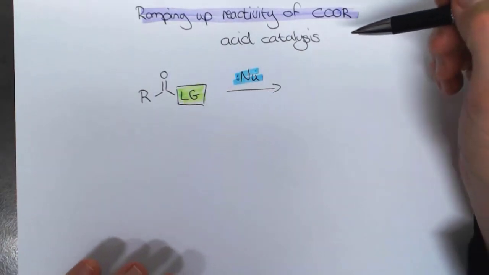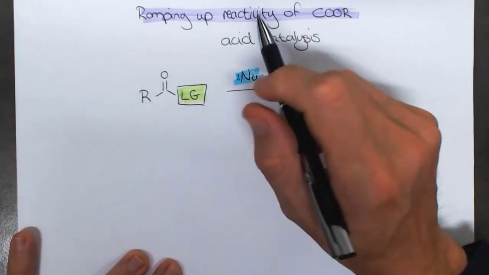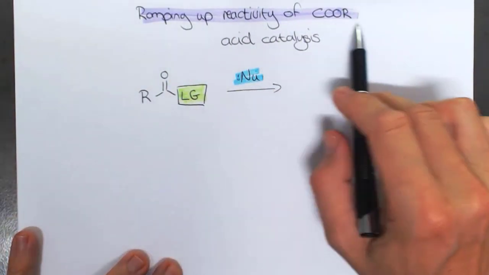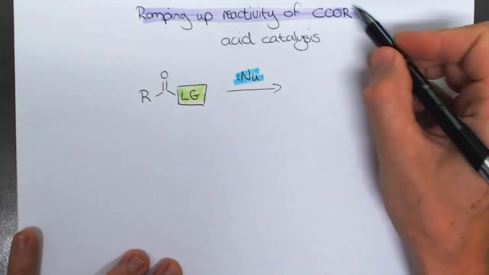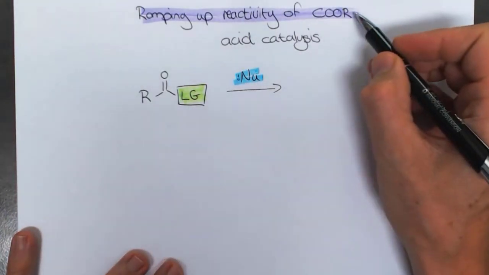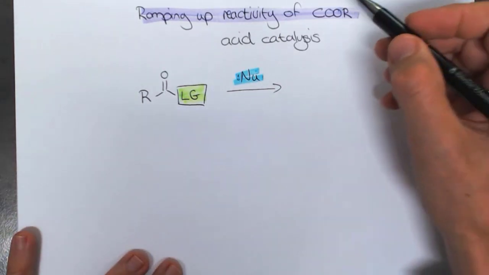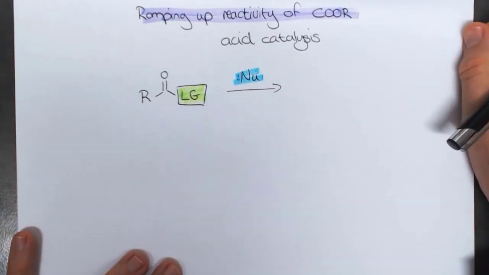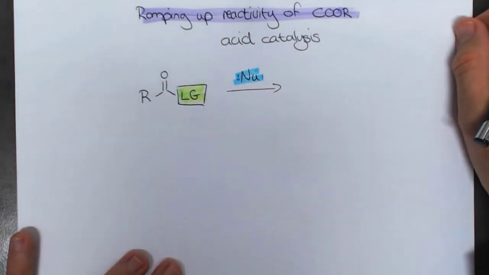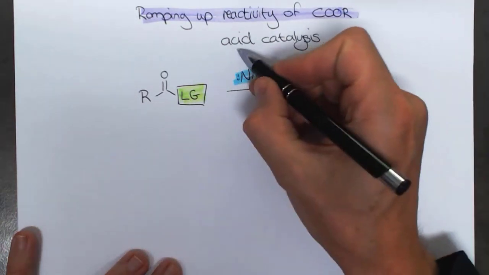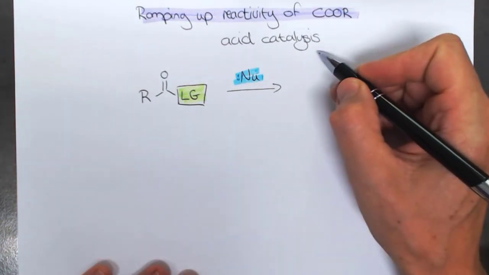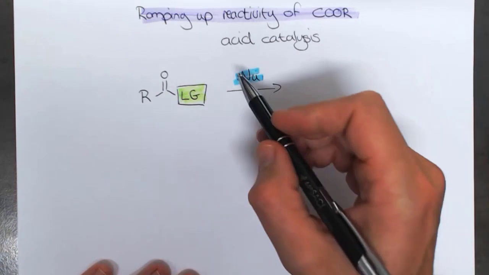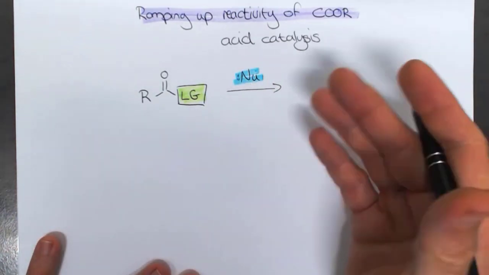In this video, I want to look at the second way that we can ramp up the reactivity of the carboxylic acid derivative. So this might be an ester, it might be an amide, or even a nitrile. And the way we're going to do it is through acid catalysis. Before we begin with that, let me just remind you exactly where we've come from.